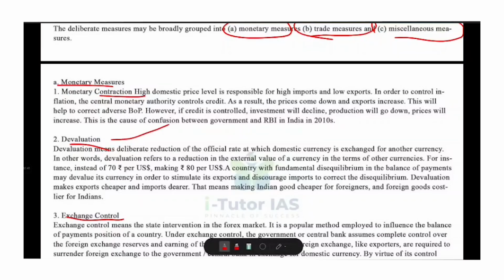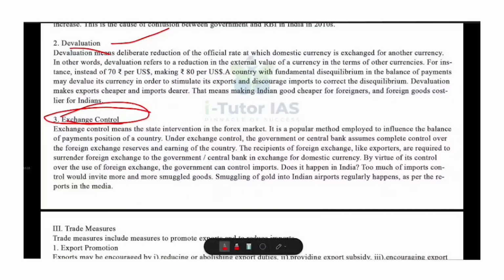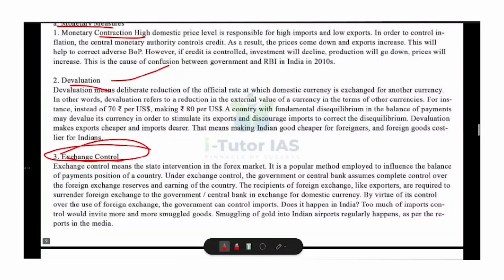Then revaluation or devaluation. Devaluation means lowering the value of the domestic currency, which makes exports cheaper and imports expensive, thereby improving BOP. And revaluation means raising the value of the domestic currency, sometimes used by surplus countries to reduce excessive exports. Then what is meant by exchange control? The government may regulate foreign exchange, controlling how much currency can be bought or sold internationally. So these are the monetary measures.